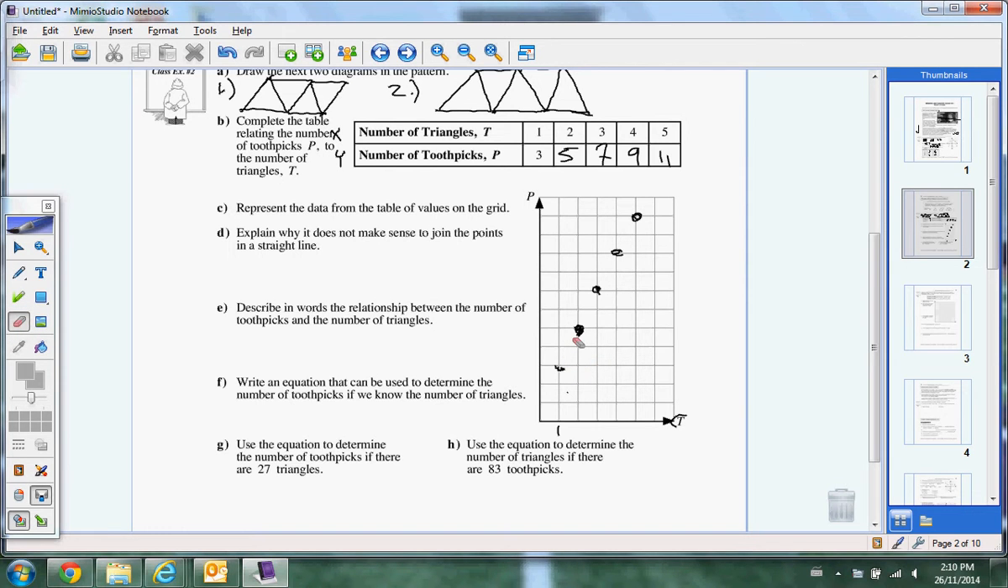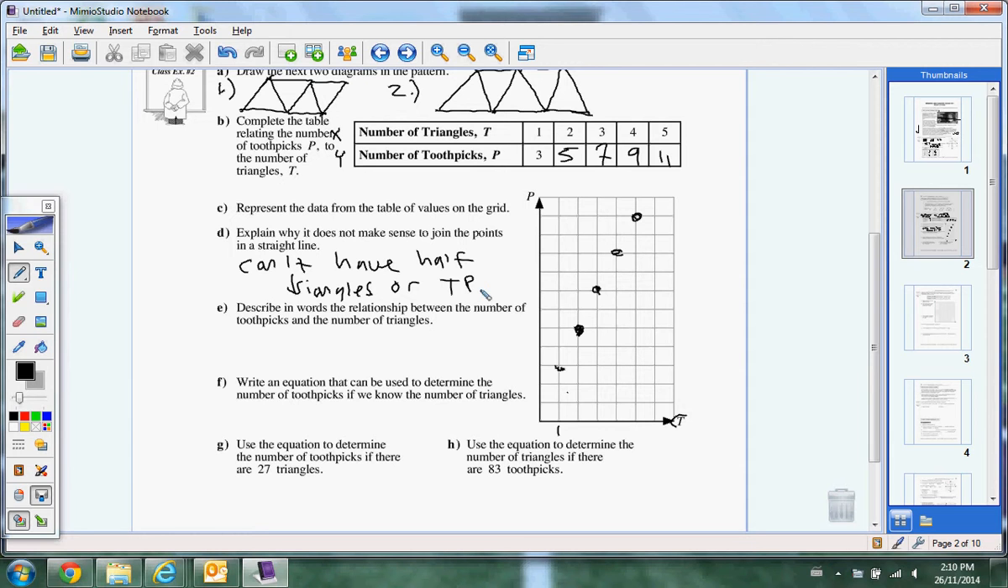Okay, so describe the relationship. So I'll just put, can't have half triangles or toothpicks. I'll put TP for toothpicks. Okay. Describe in words the relationship between the number of toothpicks and the number of triangles. So what's the relationship? See if you can figure it out. It's a pattern. It's not just +2.